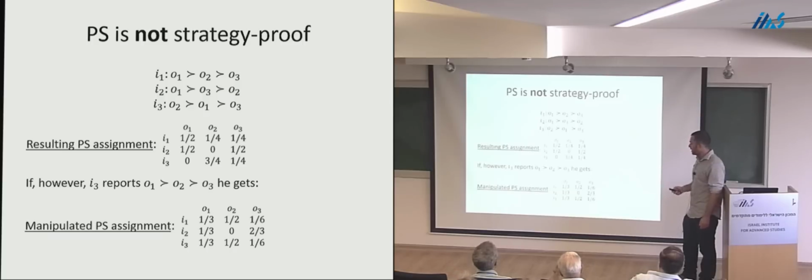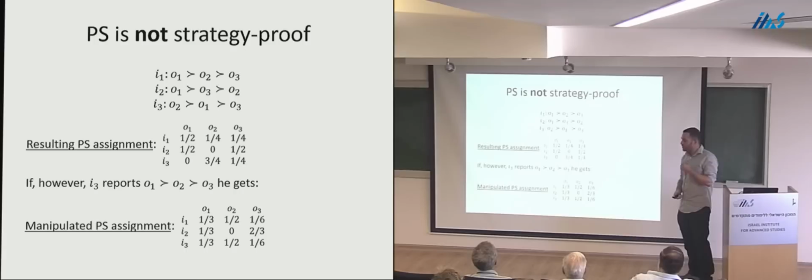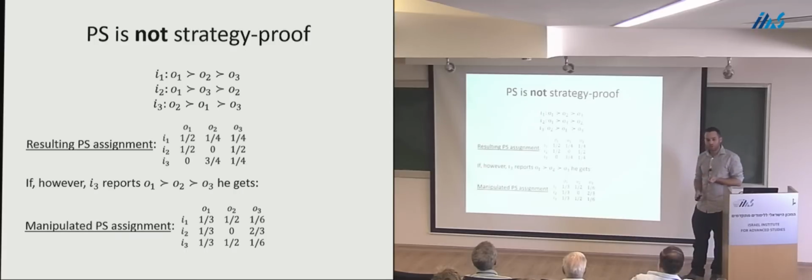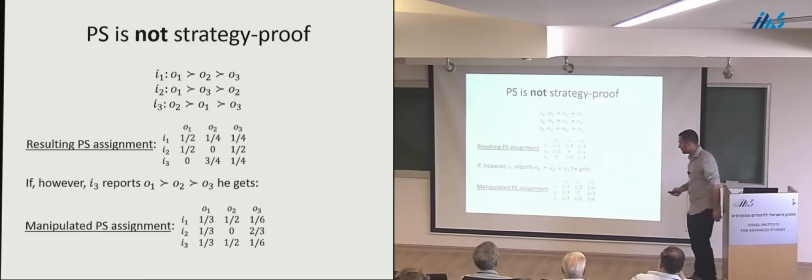Now, what would have happened if agent 3 reported that he liked object 1 better than object 2 better than object 3? In this case, they all would have started by eating object 1, right? Each would have got a third. So everybody would have eaten object 1, then agents 1 and 3 would have eaten object 2, and then everybody would finish pizza 3.